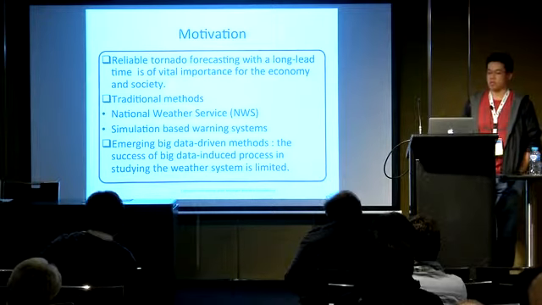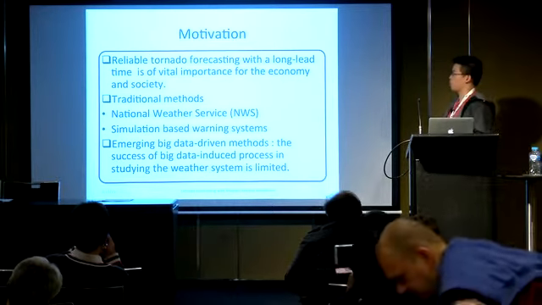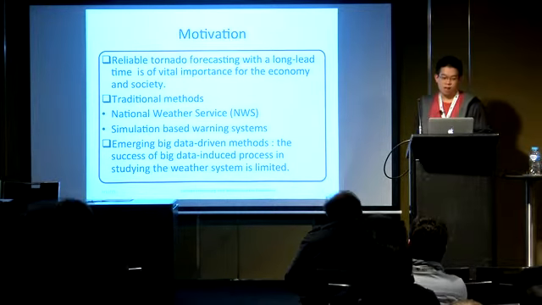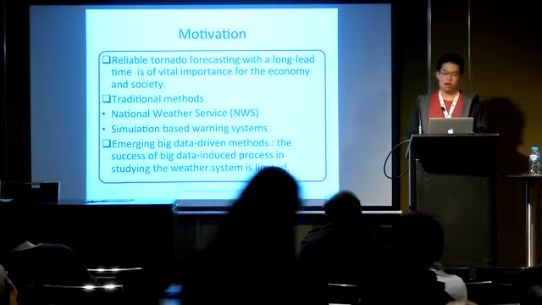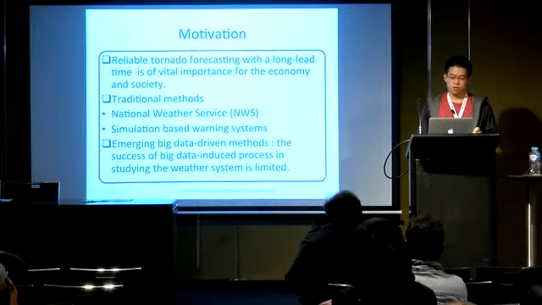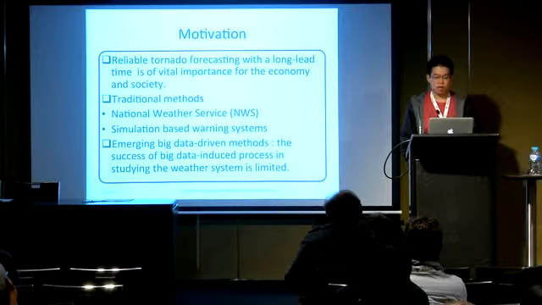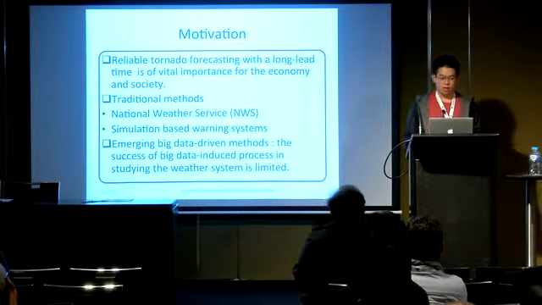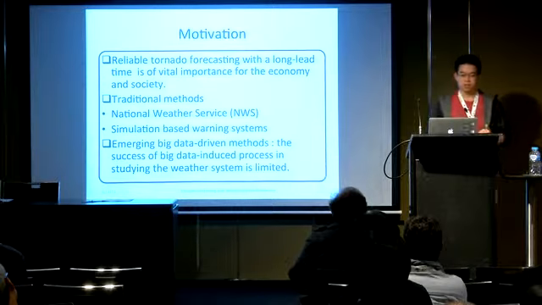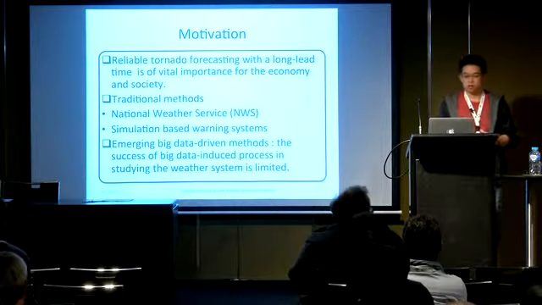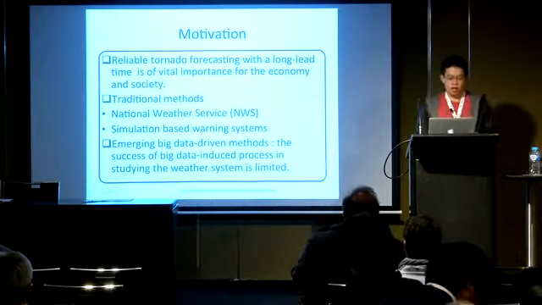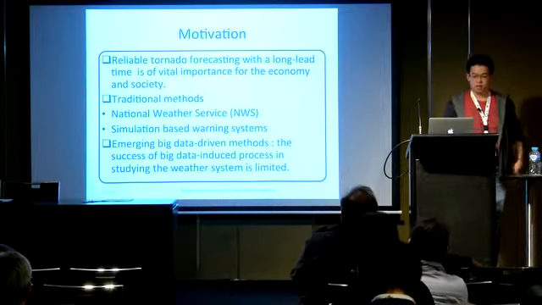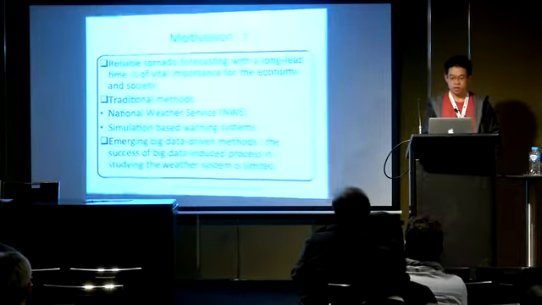So there are several problems with current predictive forecasting for tornadoes. Traditional methods currently employed by the National Weather Service are a lot of warning systems based upon simulations. And there are several big data-driven methods that have been proposed recently. The success of big data-induced processes in studying the weather system is quite limited right now. So more about that.